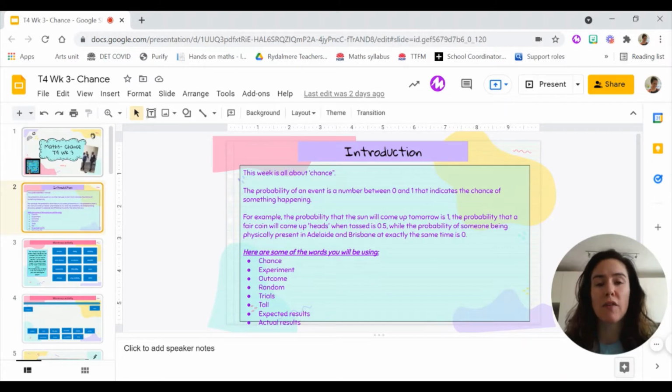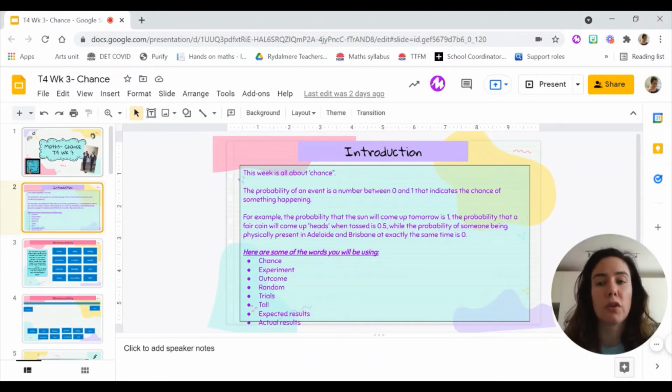The probability of an event is a number between 0 and 1 that indicates the chance of something happening. For example, the probability that the sun will come up tomorrow is 1. The probability that a fair coin will come up heads when tossed is 0.5, or we can think of that as 50-50 or 50%. While the probability of something being physically present in Adelaide and Brisbane at exactly the same time is 0. Another word we could use to think of 0 is impossible.